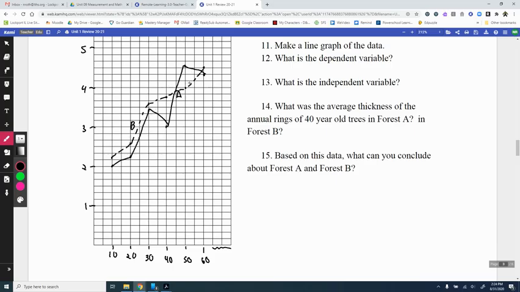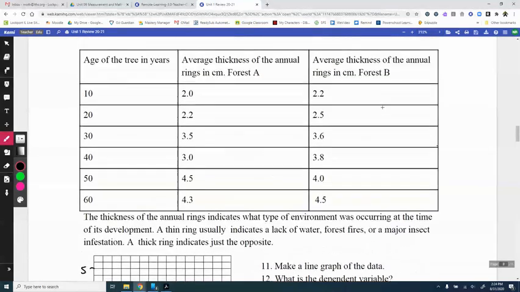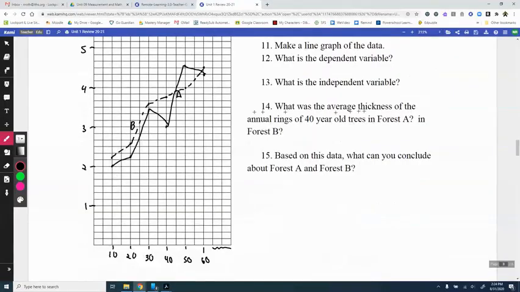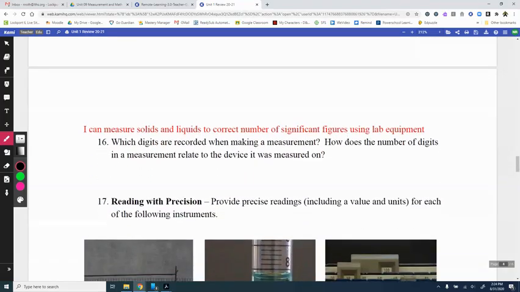So forest B overall generally has thicker rings. Forest A has 1 year where it's way thicker, but every other year it's not as thick and it ends up not as thick. So that is our conclusions.